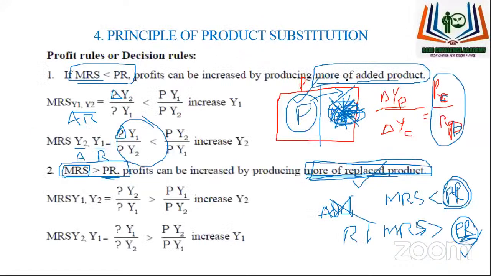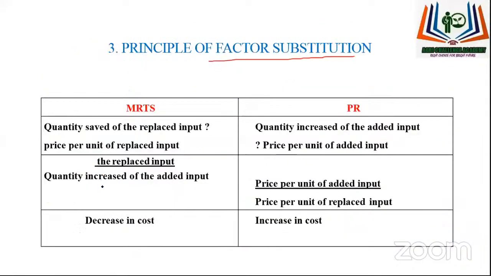It is clear. More of added product, more of replaced product. This is product substitution. Here is factor substitution, and here is their marginal rate of substitution. When it is less than the price ratio, we are adding the input. Price is minimum, so additional input will take place.